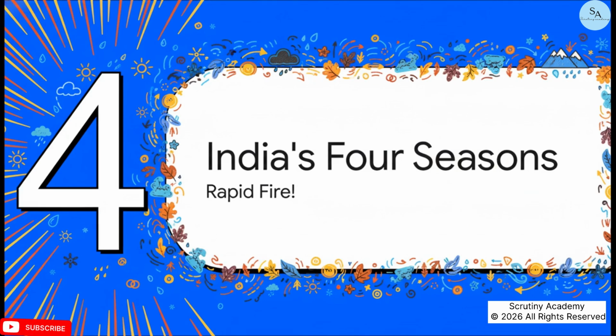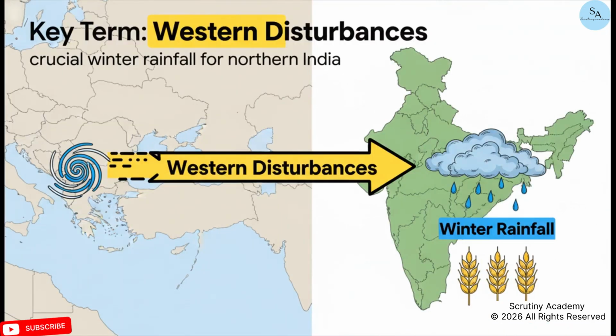Okay, you ready for a rapid-fire round? We're going to blast through the 4 seasons. For each one, I'm going to give you the number 1 keyword you have to remember. Ready? Let's do this. First up, winter. Your keyword, western disturbances. That's it. Just remember, they come all the way from the Mediterranean Sea, and they're the reason the northern plains get that crucial winter rain for crops like wheat. Total lifesaver for the farmers.